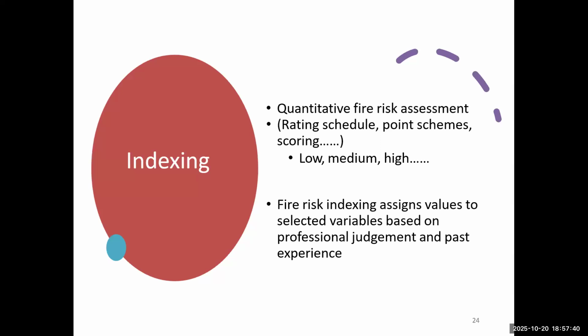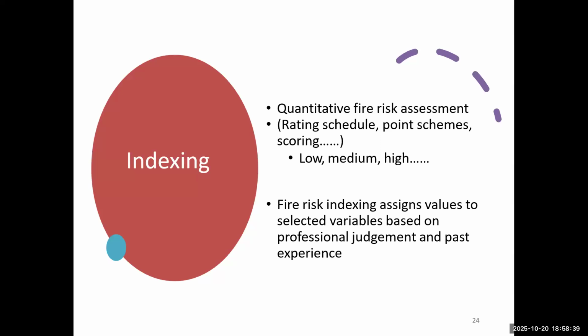So now we move to some quantitative approaches. A significant step is indexing. So this is where we begin our true quantitative fire risk assessment. By using rating schedules and point schemes, we can get the fire risk assessments quantitatively. The fire risk indexing assigns numerical values to selected fire variables based on professional judgment and past experience. So we might give a score for occupant load, another for the quality of the alarm system. And by combining these scores together, we arrive at a single fire risk index.